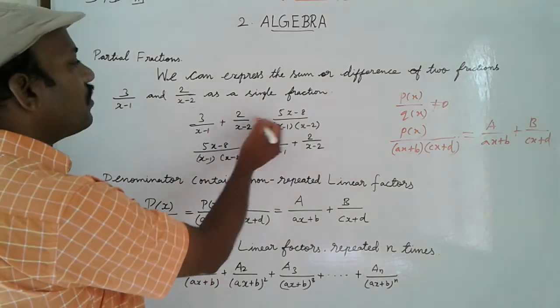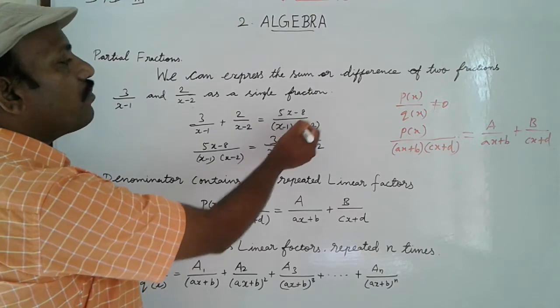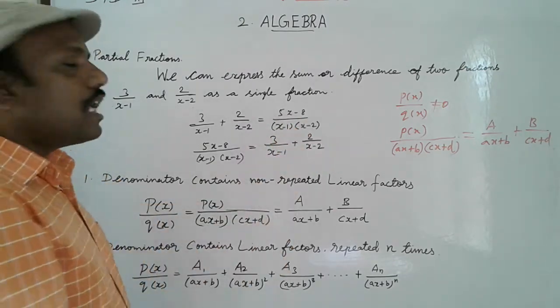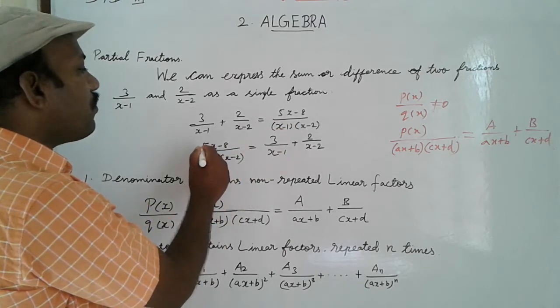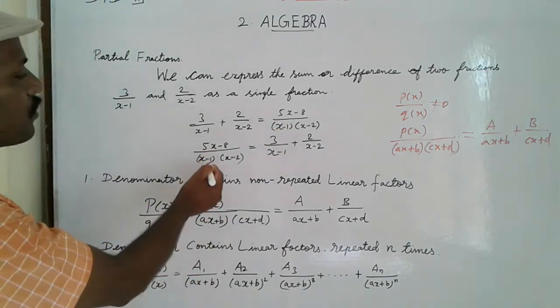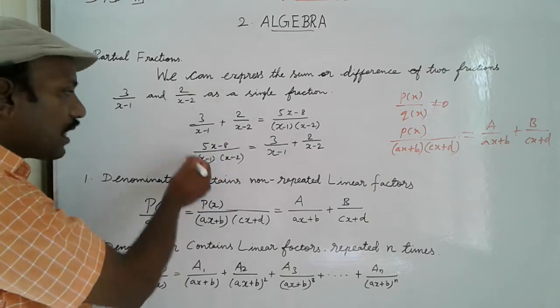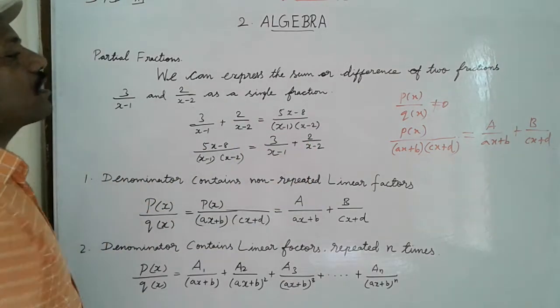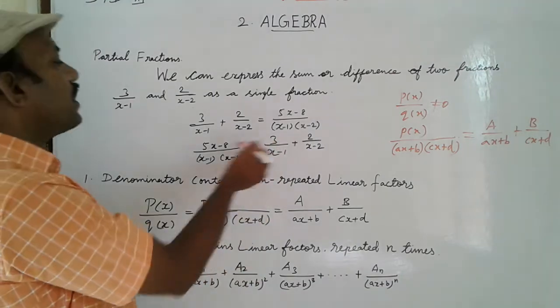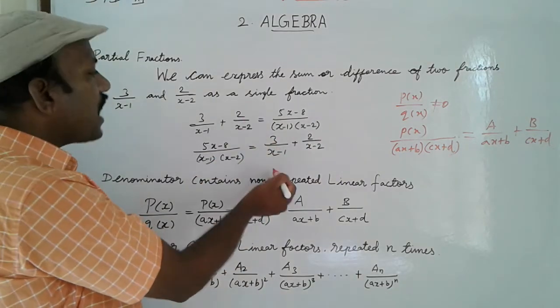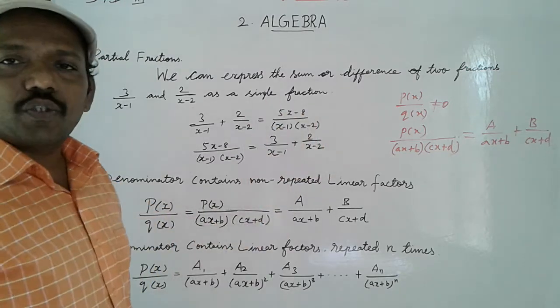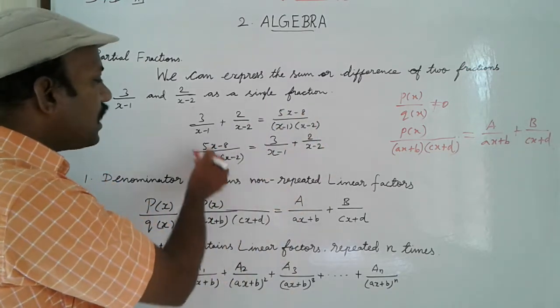If we add, then we get (5x - 8) divided by (x - 1)(x - 2). So in reverse, we write (5x - 8) divided by (x - 1)(x - 2) as the given fraction. We should change it into two separate fractions. The fractions are 3 divided by (x - 1) plus 2 divided by (x - 2). We add them, then we get this fraction.